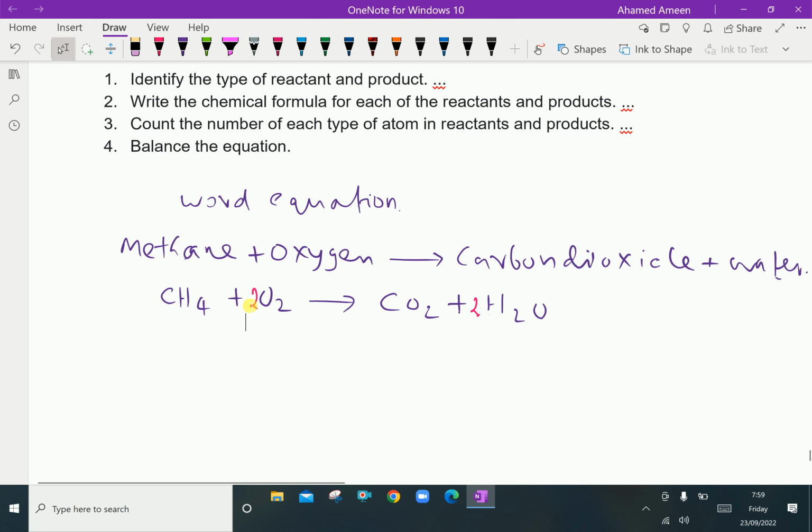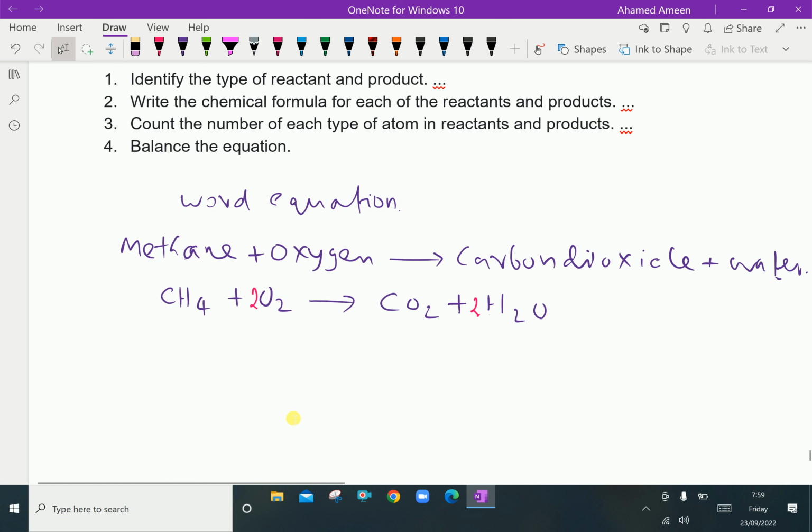Now it's balanced. Look here. On the left side the carbon atom is 1, on the right side the carbon atom is 1, and H is 4 on the left side and on the right side 2 into 2, 4, and oxygen is 4, 2 into 2, 4. Oxygen is here 2 and here 2, totally 4. So it's balanced.